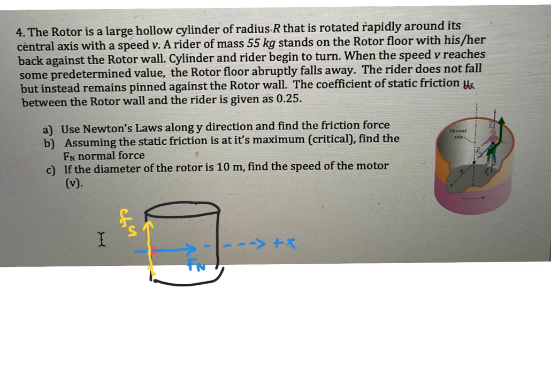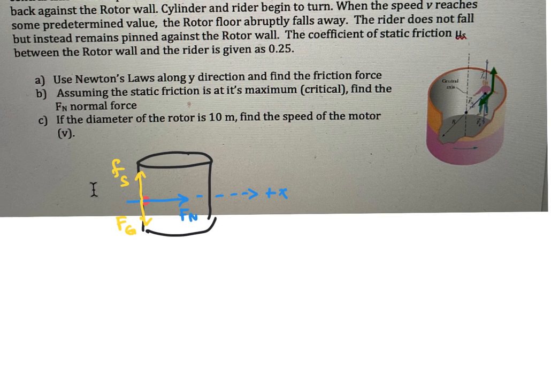The reason I'm taking it as Fs is because there's no motion along the y direction. Therefore, the friction is actually static. These are the forces that I have. Question 1 asks us to use Newton's laws along the y direction. So here we go: sum of Fy equals mass times Ay. In this case, Ay equals 0 because there is no motion along the y direction.